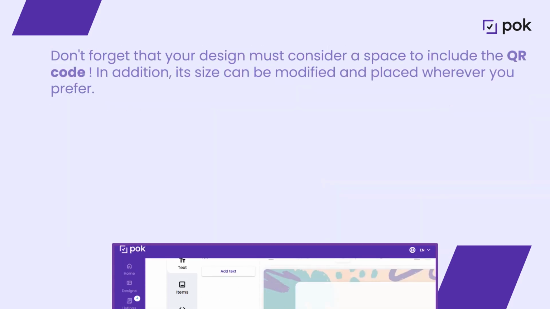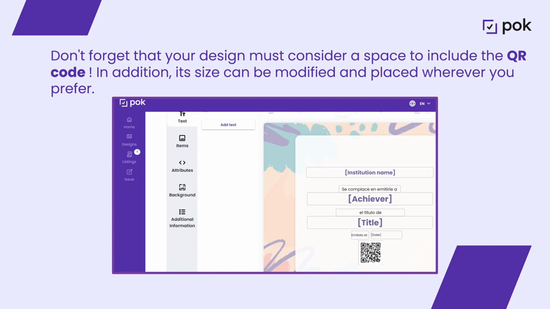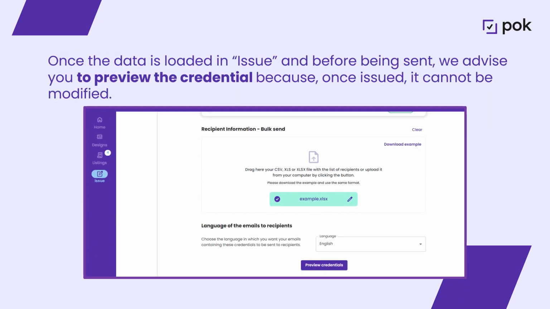Don't forget that your design should include a free space to include the QR code. Also, its size can be modified and placed wherever you prefer. Once the data is loaded in Issue and prior to sending it, we advise you to preview the credential because, once issued, it cannot be modified. If you want to see the certificate in more detail, you can send yourself a test one. Once you are sure the certificate is ready, you can send it.